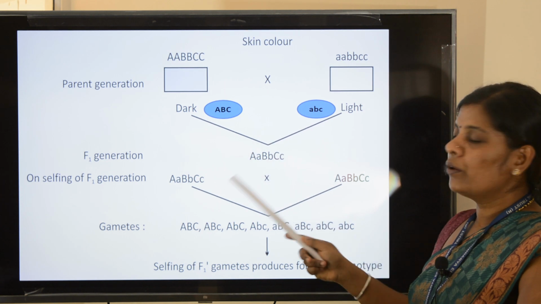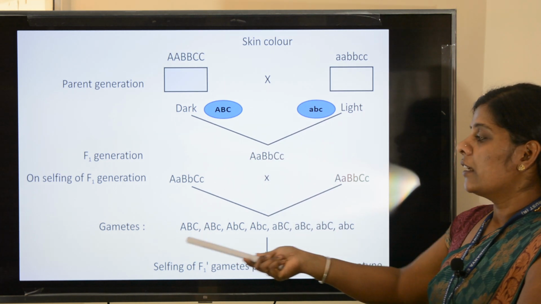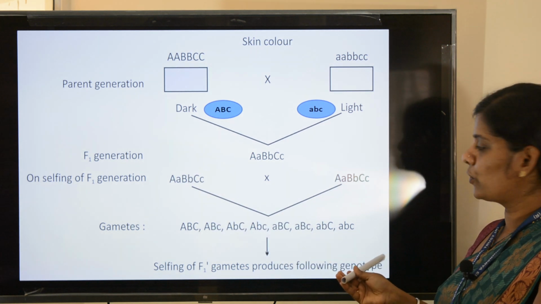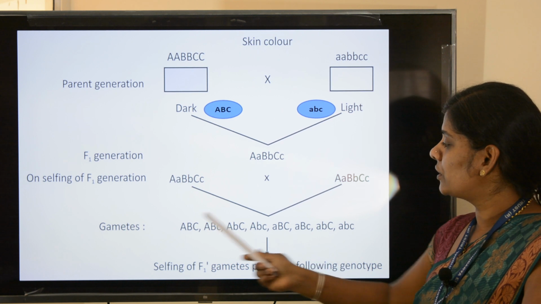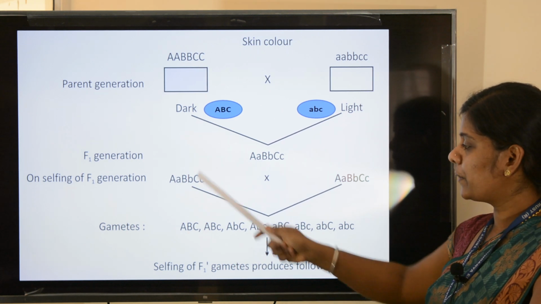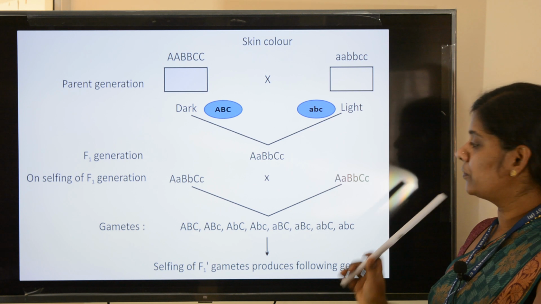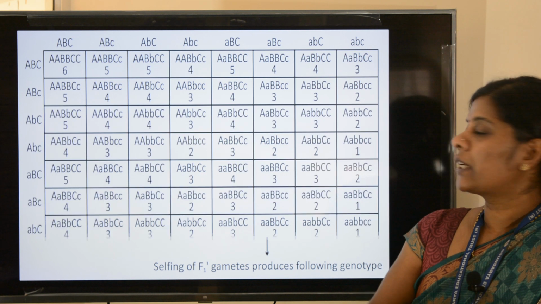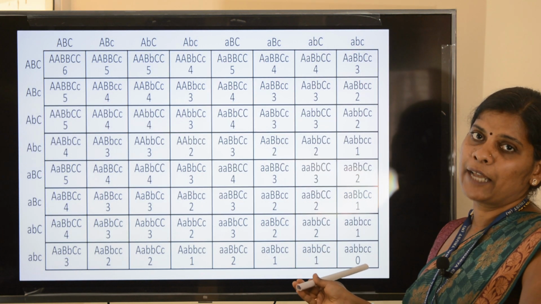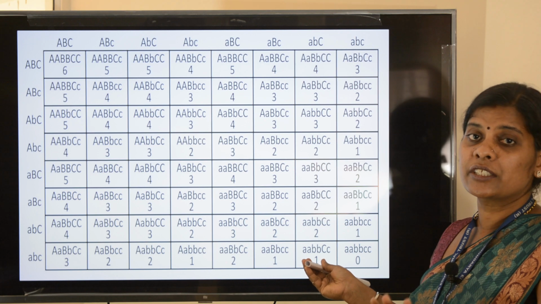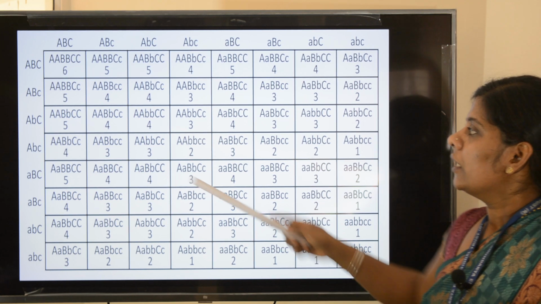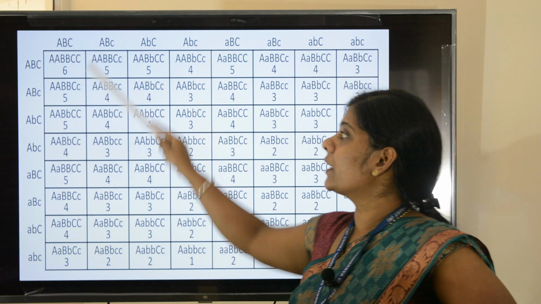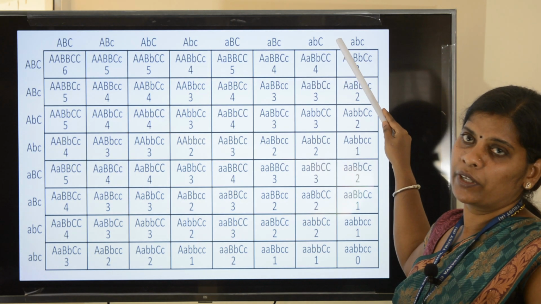When they are allowed selfing, from each person you can obtain 8 different types of gametes. These are the possible combinations of gametes. On selfing, we can obtain 64 different types of genotype in the F2 generation. You have to represent the gametes of one person in a column, whereas another person in a row. This is a Punnett square.